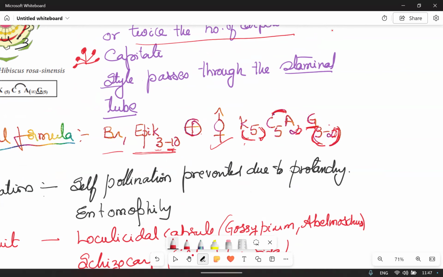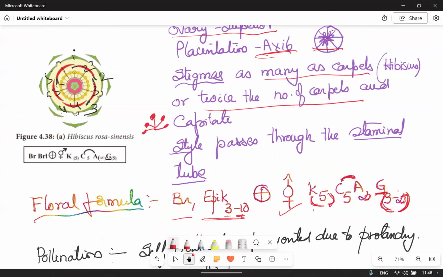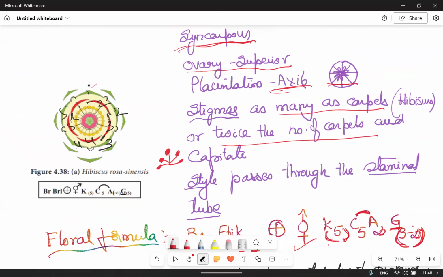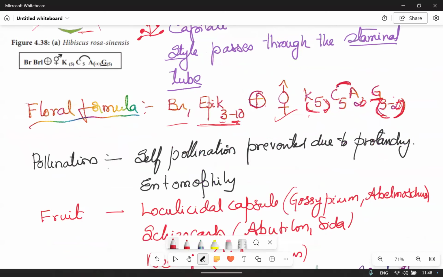You observe this floral diagram. This black dot indicates the mother axis side, the posterior side. This is the bract, which indicates the anterior side. And what are these small structures? These are nothing but bracteoles. And this is the gynoecium showing axial placentation. And these are the anthers, showing monodelphous condition.